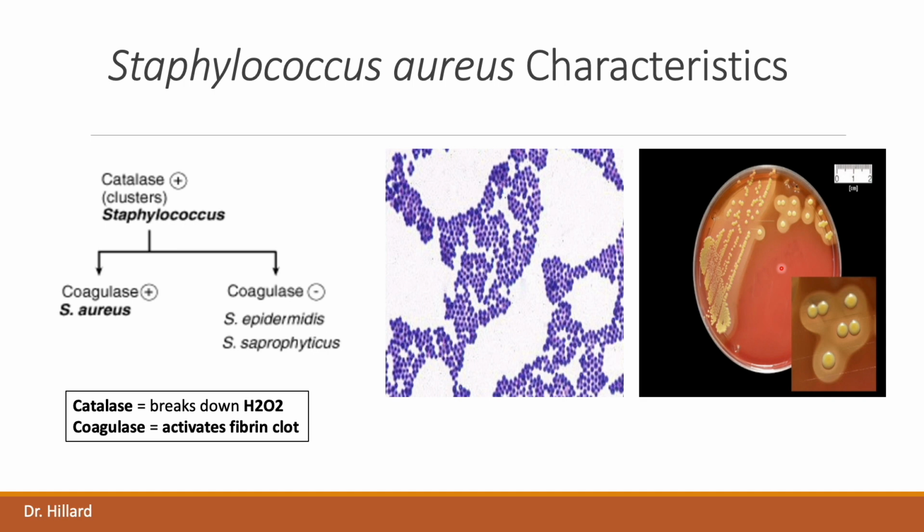Staphylococcus aureus also has the 2 key virulence factors of catalase and coagulase, which helps to identify it biochemically. First, catalase as a staphylococcus, and secondly, coagulase as the species aureus. Catalase, of course, breaks down hydrogen peroxide, while coagulase activates fibrin, allowing the organism to shield itself from the body's immune response with a fibrin shield.